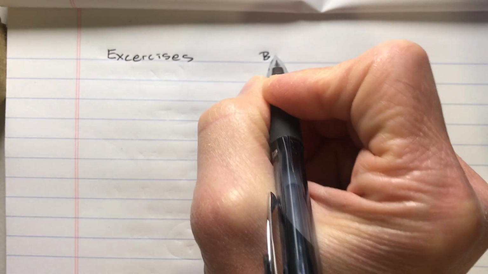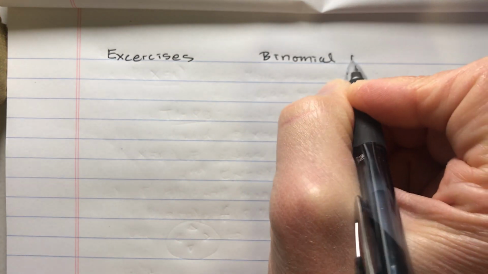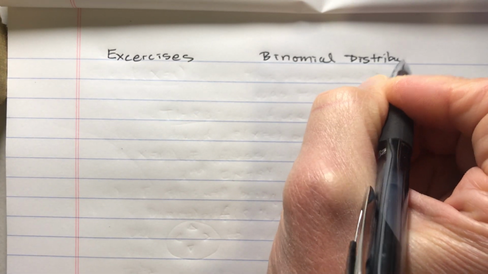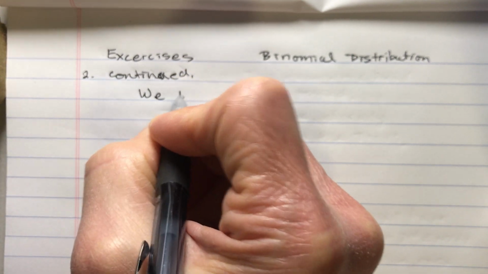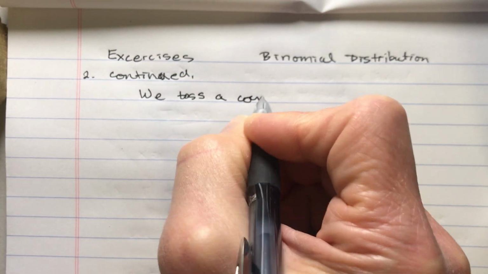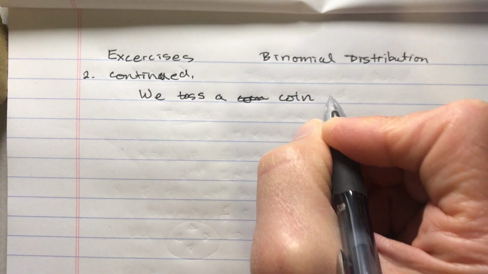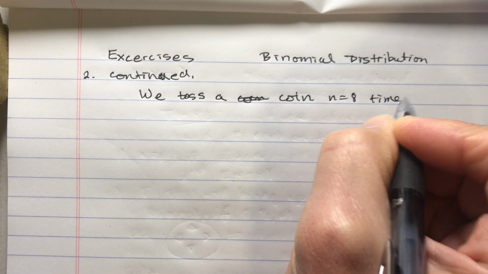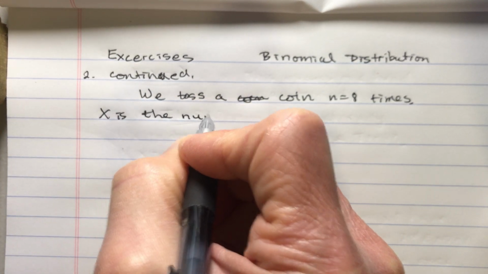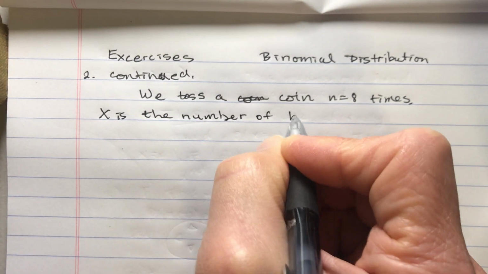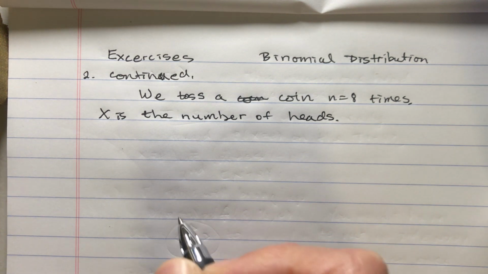All right, so this is exercises for the binomial distribution. Number 2, continued. And so what happens is we toss a coin N equals 8 times. X is the number of heads. Okay, so we're continuing on this problem.